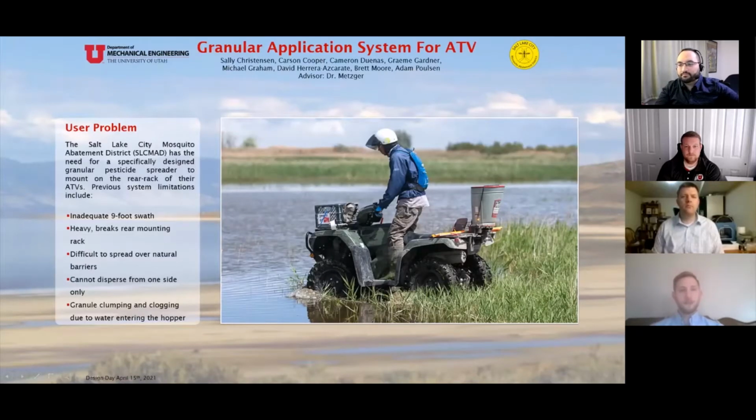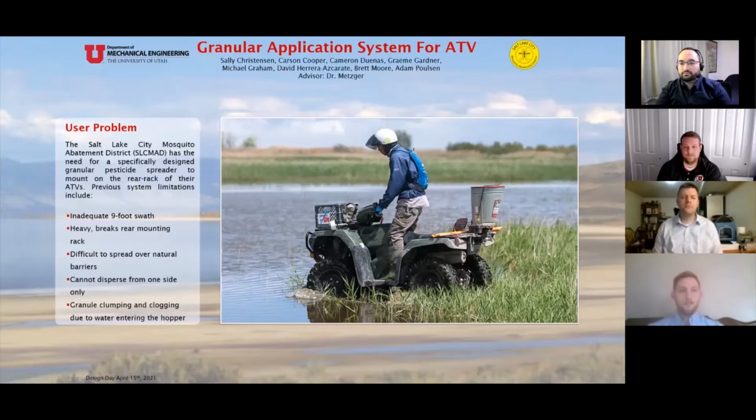So the Salt Lake City Mosquito Abatement District came to us hoping to improve their current pesticide dispersal system on their ATVs. Their current system is a spinning disc dispersal system meant for agriculture, not for pesticide, having a swath of only 9 feet. The swath is the width at which their system can spread the pesticide.